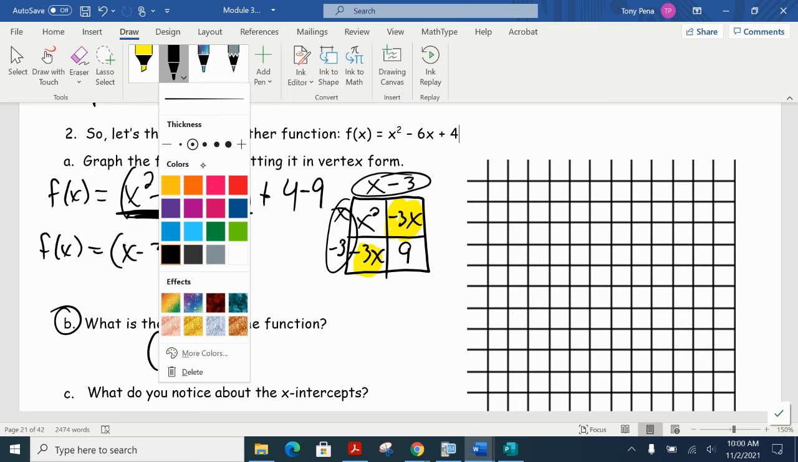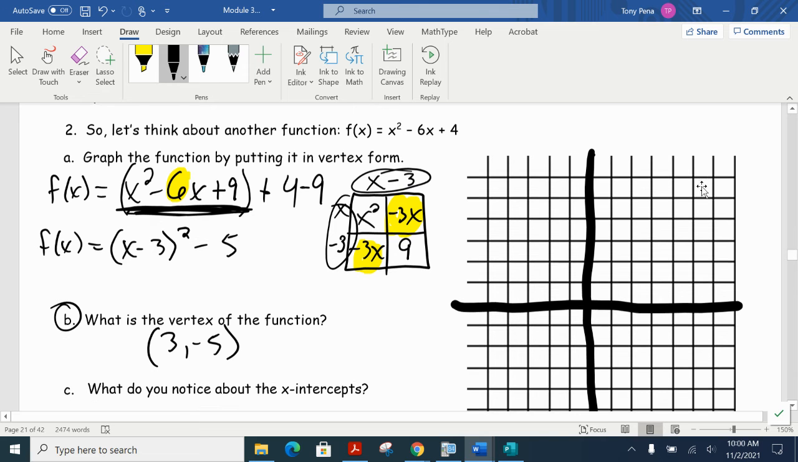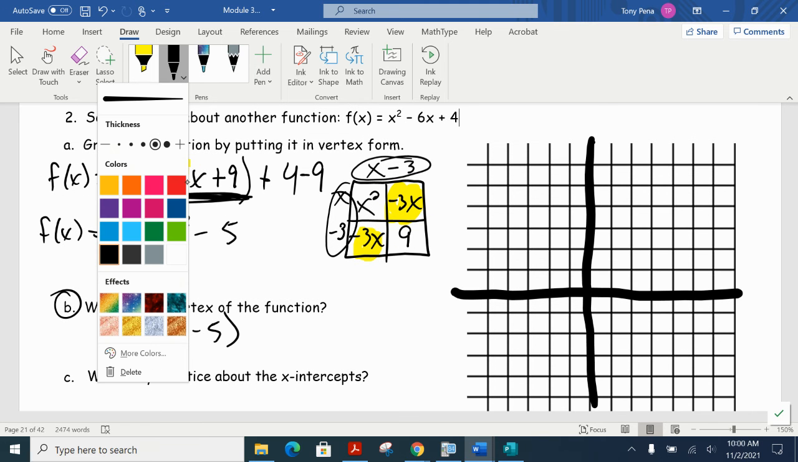Plot that point then. So let me make a big XY plane here. So there's my x-axis and my y-axis. And 3, negative 5 is our vertex. 1, 2, 3, 1, 2, 3, 4.